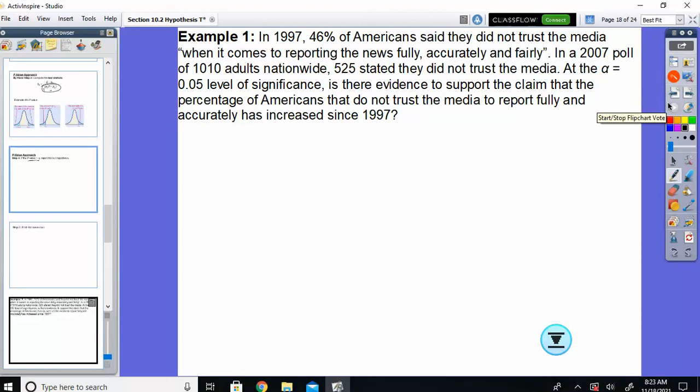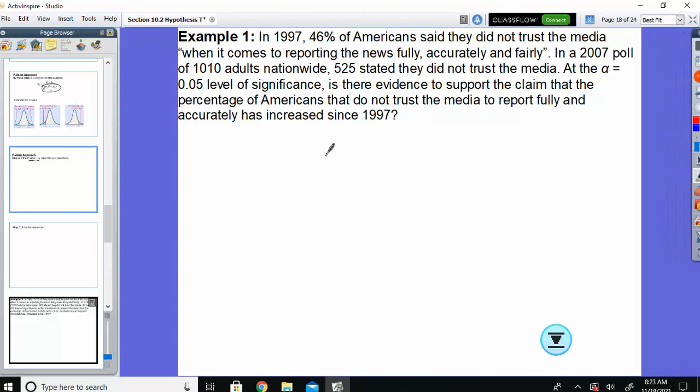In 1997, 46% of Americans said they did not trust the media when it comes to reporting the news fully, accurately, and fairly. In a 2007 poll of 1,010 adults nationwide, 525 stated they did not trust the media. At the alpha equals 0.05 level of significance, is there evidence to support the claim that the percentage of Americans who do not trust the media to report fully and accurately has increased since 1997?